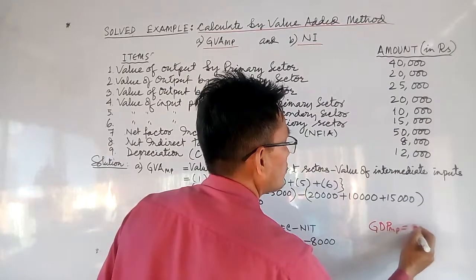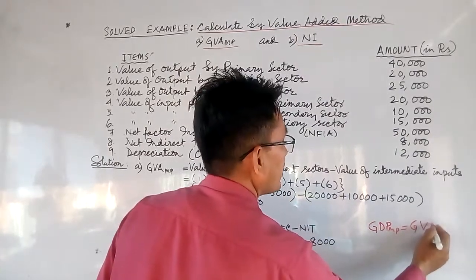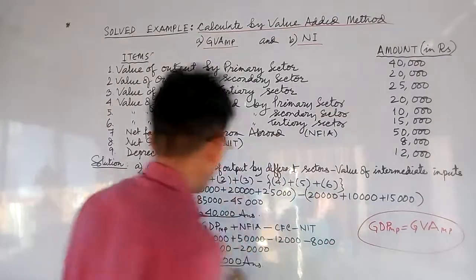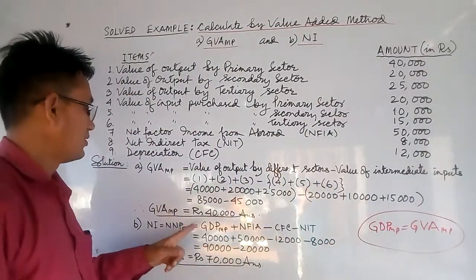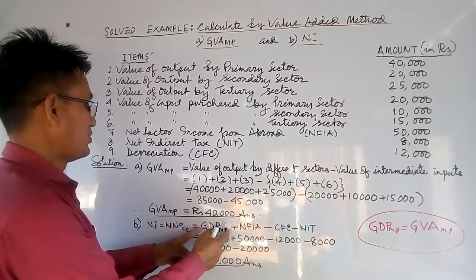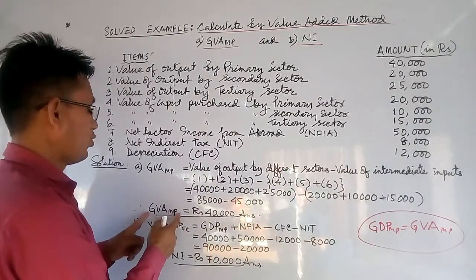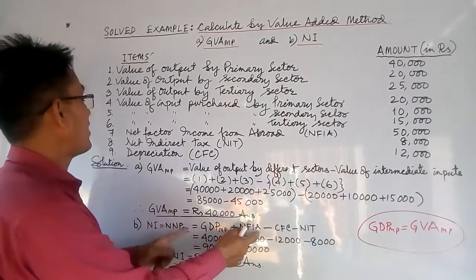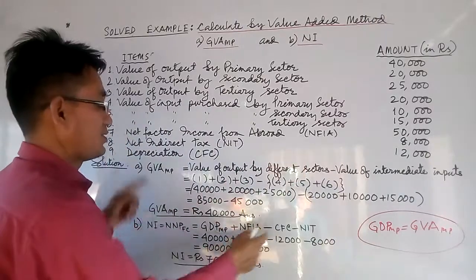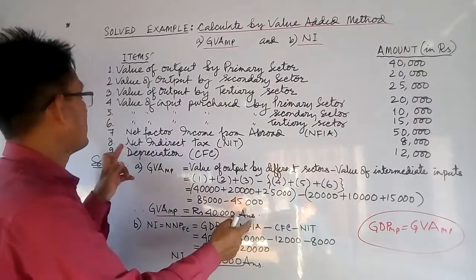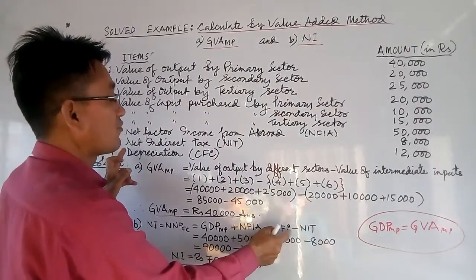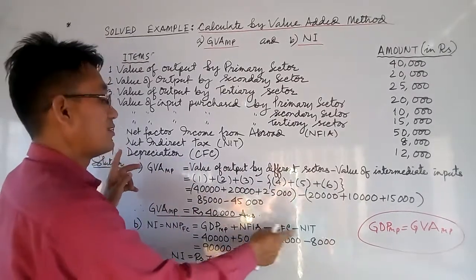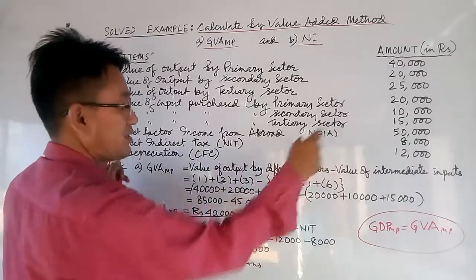GDPMP is equal to GVAMP. These are the same, so instead of GDPMP I have just used this one. The value of GVAMP is 40,000, and I have written 40,000 here. NFIA, net factor income from abroad, is 50,000. Then consumption of fixed capital, which is nothing but depreciation, is given as 12,000 here. And net indirect tax is 8,000 here.